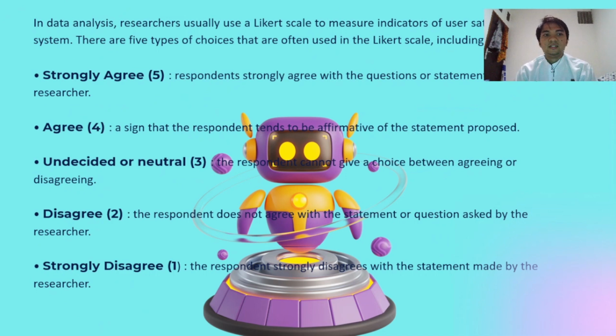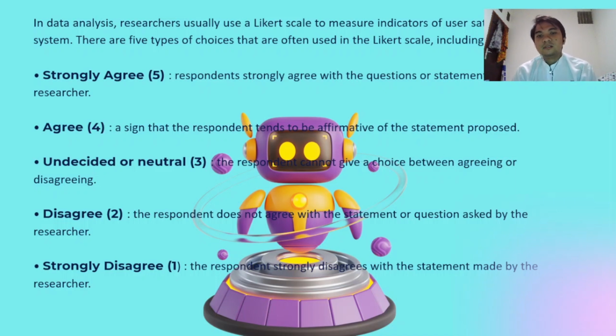In data analysis, researchers usually use a Likert scale to measure indicators of user satisfaction with a system. There are 5 types of codes that are often used in the Likert scale, including the following. First, strongly agree, 5.